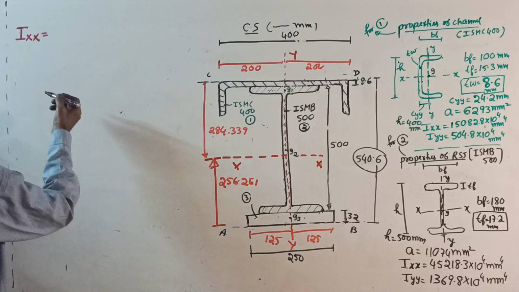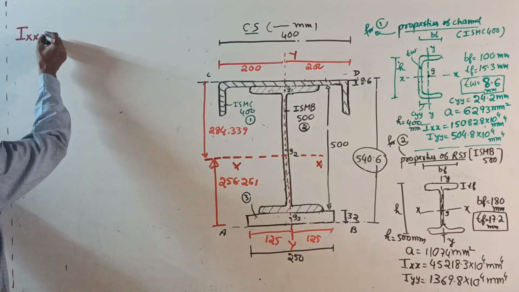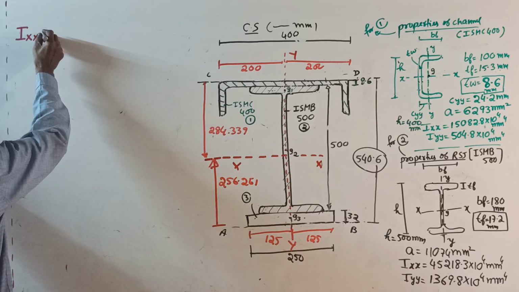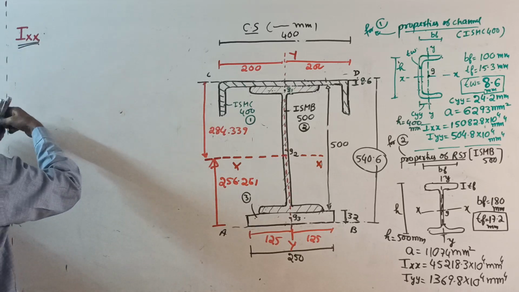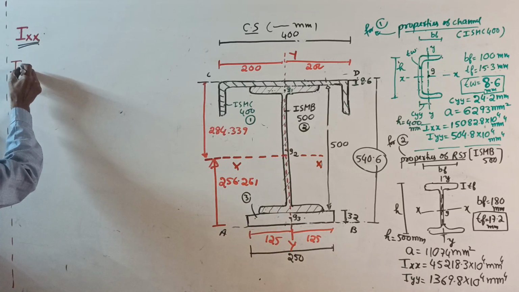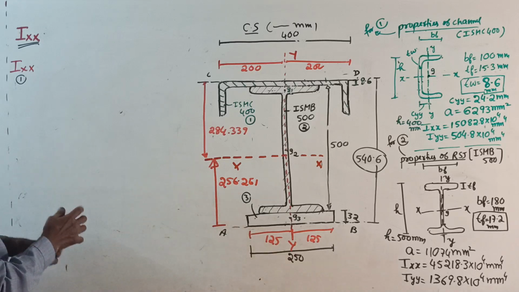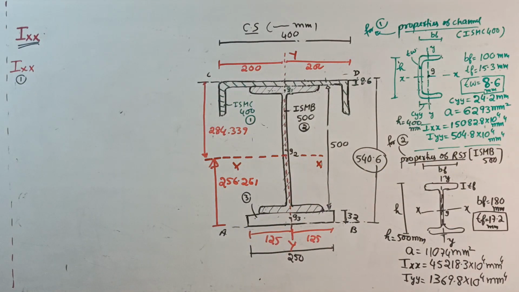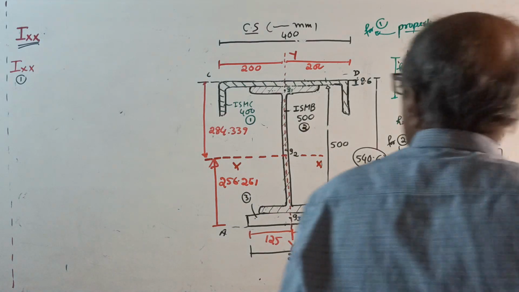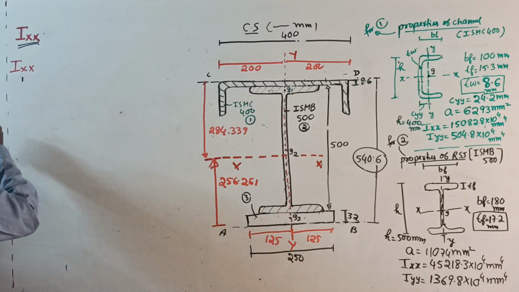Okay, start. First, the Ixx calculation. Calculation of Ixx, first I about xx for part number 1. That is the green color. Actually, green color is not required. I use green only for that one. Ixx for 1, and this is also black color.